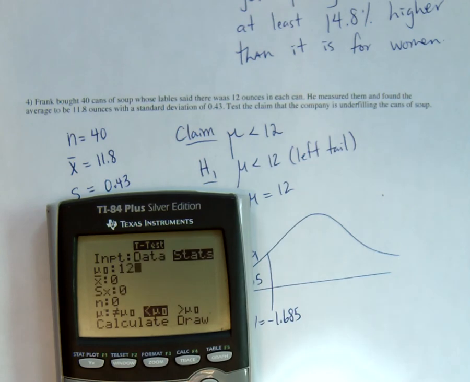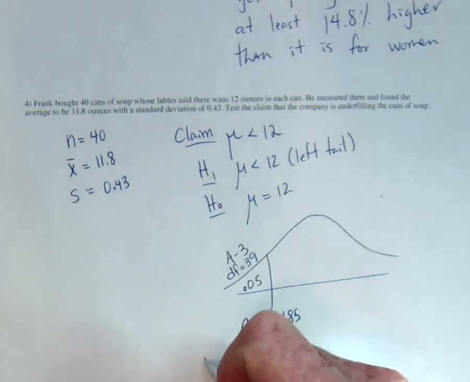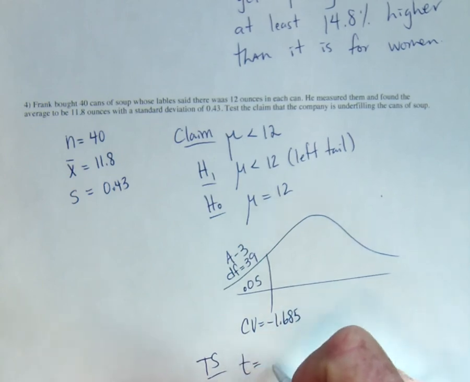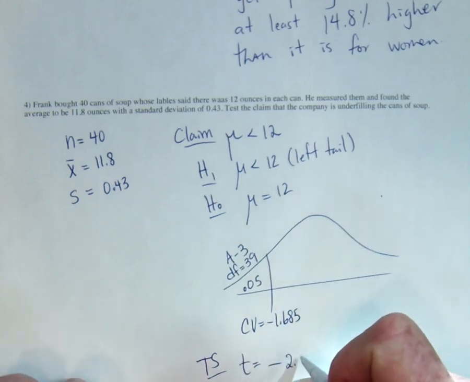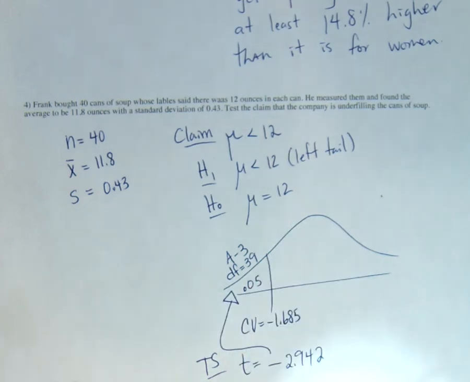So in the claim, there's 12 ounces. The average turned out to be 11.8, standard deviation 0.43, based on 40 cans of soup. It's supposed to be left-tailed. And then calculate. So it actually made it negative 2.942. So the test statistic t equals negative 2.942. That would land over here.